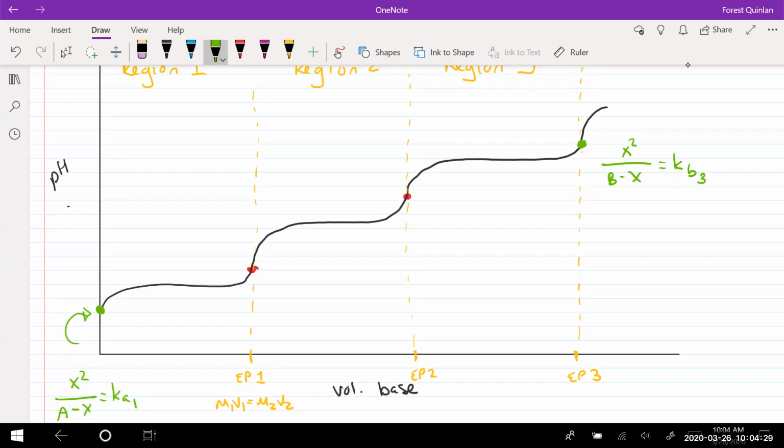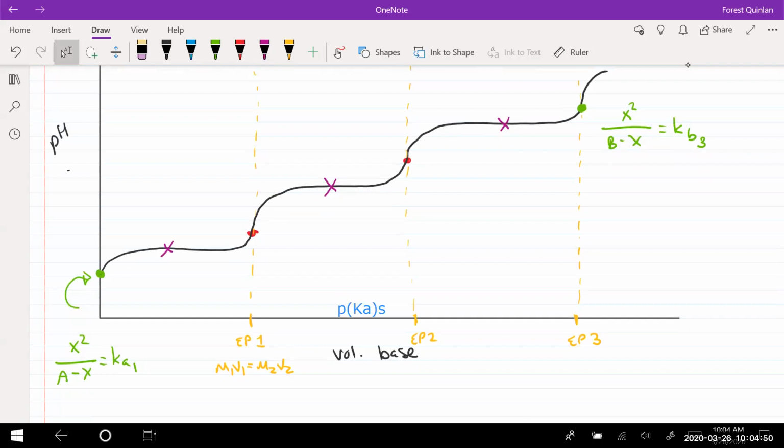Okay. Other things that we can note in here. We have this point, and this point. What do the purple X's represent here? Halfway point equals pKa 1, 2. Absolutely. So this is pH equals pKa 1. We have pH equals pKa 2. And pH equals pKa 3.